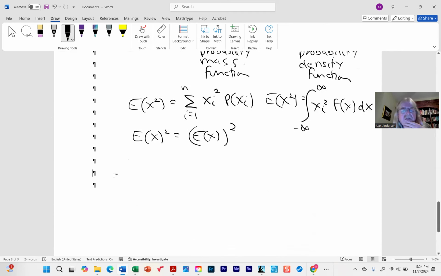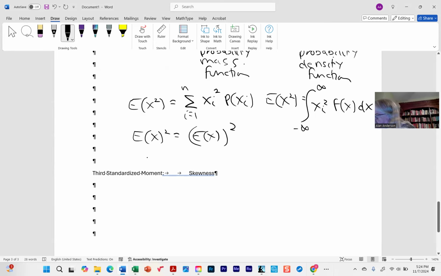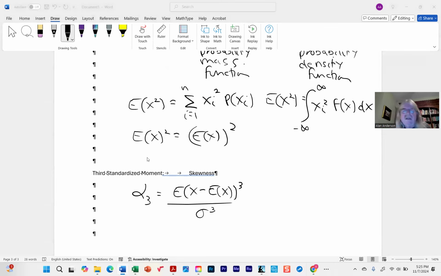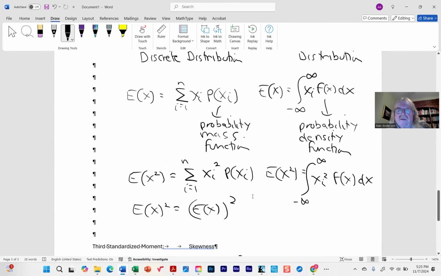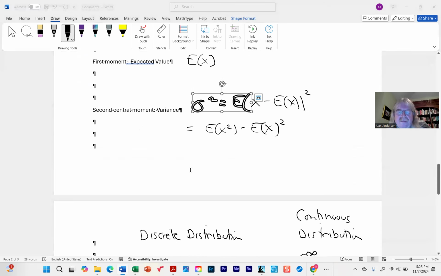Then we get to these really interesting ones. The third standardized moment, it's called, is skewness. Now, unfortunately, skewness doesn't have its own symbol that everybody agrees on. So here we're going to use this one, alpha 3. Recognize how this part looks a lot like the variance, doesn't it? Except that we're cubing the difference. Right, so let's remind ourselves of the variance.